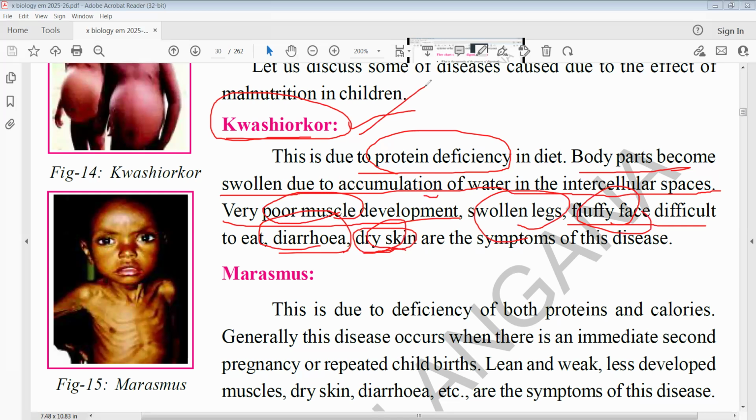However, don't forget to write the first point: kwashiorkor disease is caused due to deficiency of proteins. Then you go on to write the symptoms.